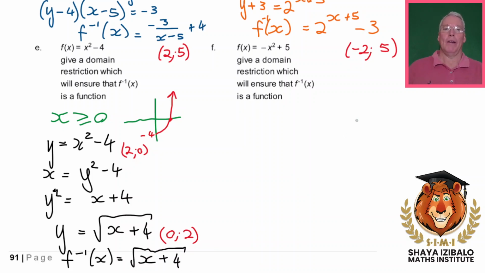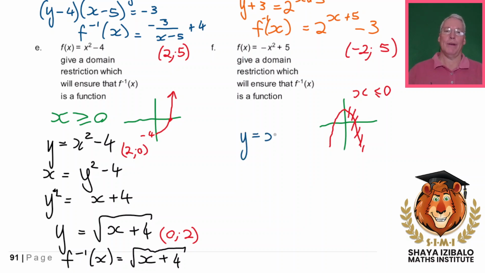This one is also a parabola, but now notice that this one is a sad parabola, kind of upside down, concave down, like that. What we're going to do this time, we will just take this half. In other words, we're not going to take that half. We're going to just say x less than or equal to 0. So let's now work out how we're going to do this. We're going to write this as y equals negative x squared plus 5.